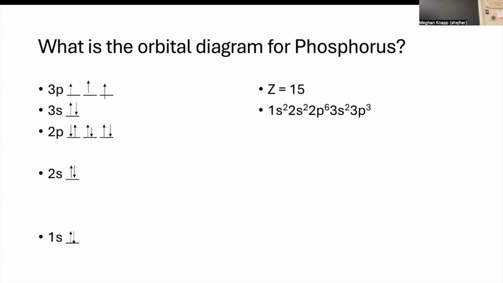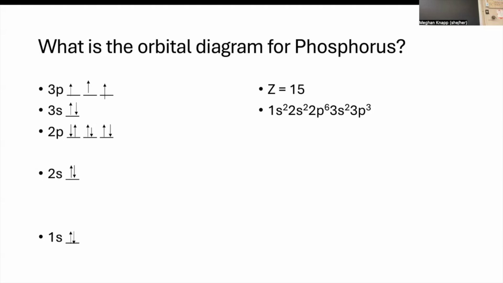If I do the noble gas configuration, I need to figure out what is the heaviest noble gas before phosphorus. So is argon before phosphorus? No, it has 18 electrons. So I'm going to go to neon. Neon will be in brackets. And then I'll put 3s2, 3p3. That's what's going to go in this box.